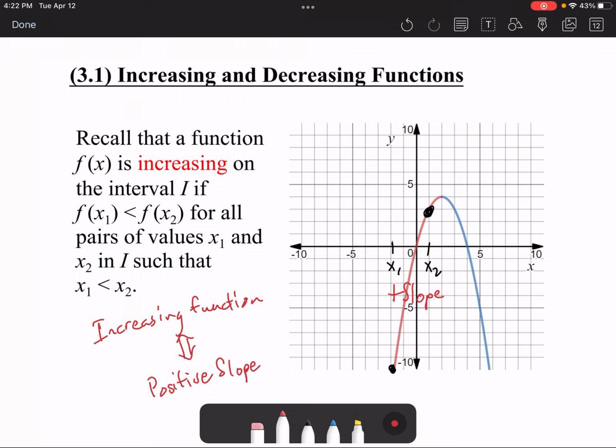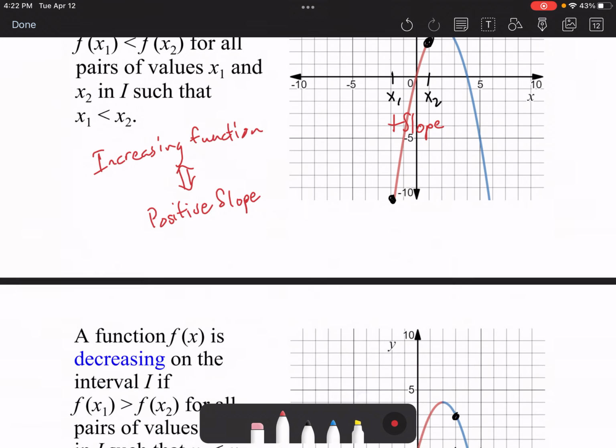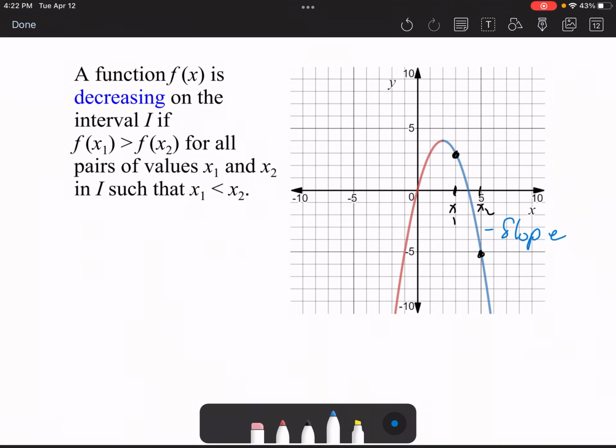And this is a direct relationship between the two. So if you have a positive slope, you can say you have an increasing function, and vice versa. If you have an increasing function, you have a positive slope. Likewise, if you have a decreasing function, you're going to have a negative slope. So what we're going to do is use our derivatives to actually determine where a function is increasing and where a function is decreasing.